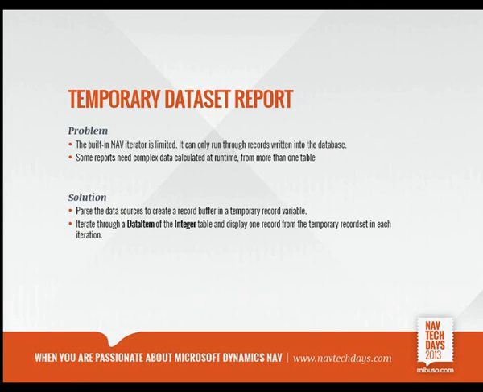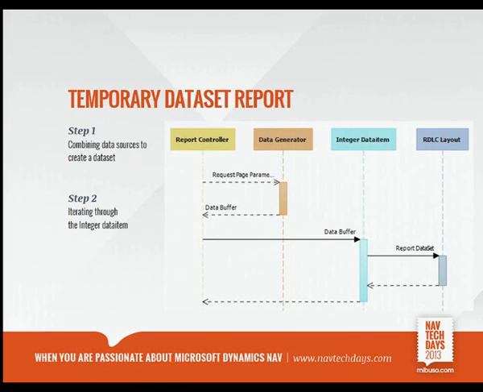To show it with a picture, and here goes my laser pointer again. First step, we have the report controller, which gets the request page parameters and goes wherever it needs to gather the data and puts it in the buffer. Then it calls the integer data item, which is the actual core of this pattern, and uses it as an incremental iterator to know where it is in the newly created data buffer. And to drill into this a little bit more, this is step 1, gathering the data.